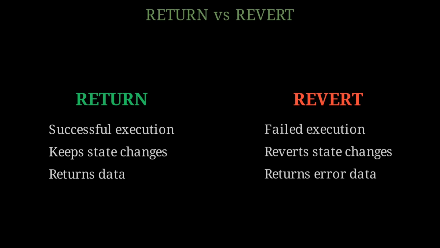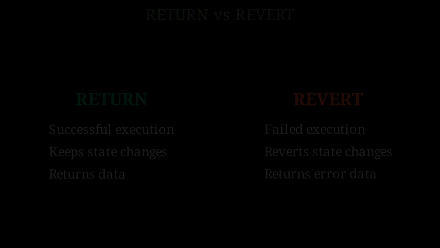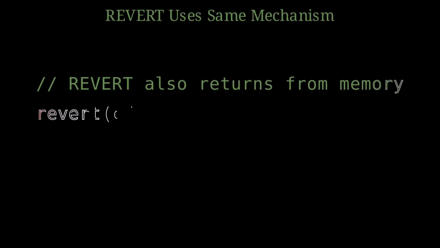Usually, revert returns error information so the caller knows what went wrong. Both opcodes use the same mechanism to return data from memory. Revert works exactly like return in terms of the memory mechanism. It also takes an offset and a size, pointing to data in memory.